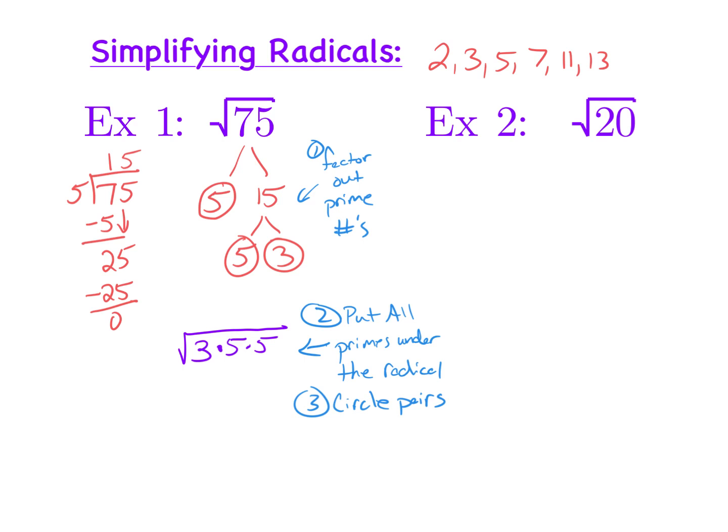All right. So do we have any pairs in there? Like any groups of 2 of the same number? Yes. Which ones? 5's. So let's circle the 5's. And you're going to drop them down. So now I need to draw another radical.